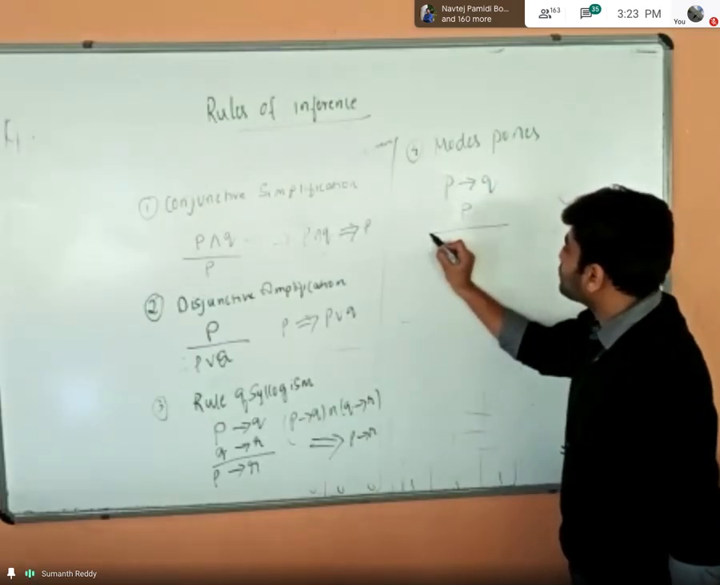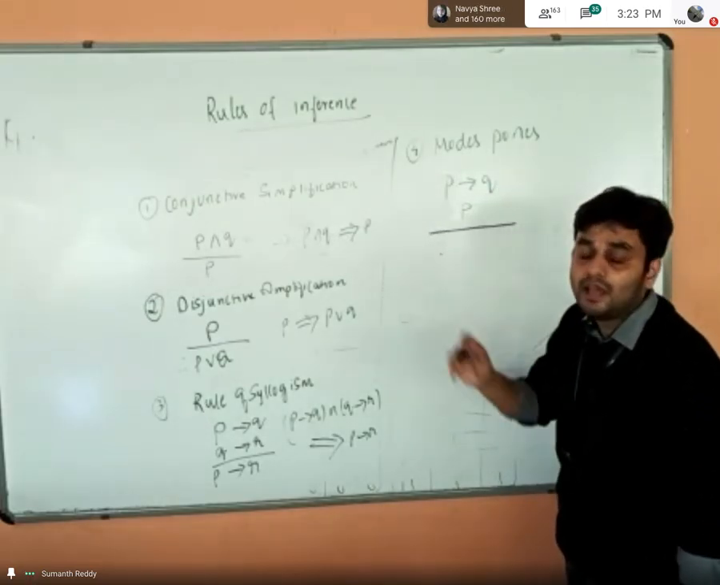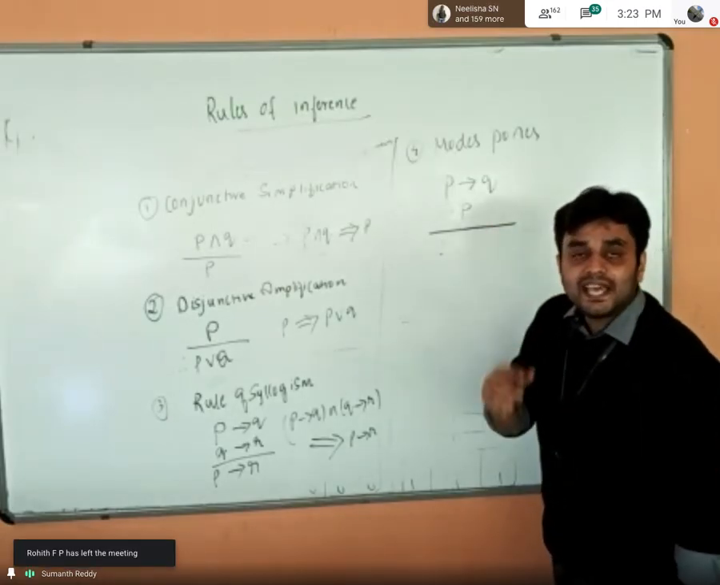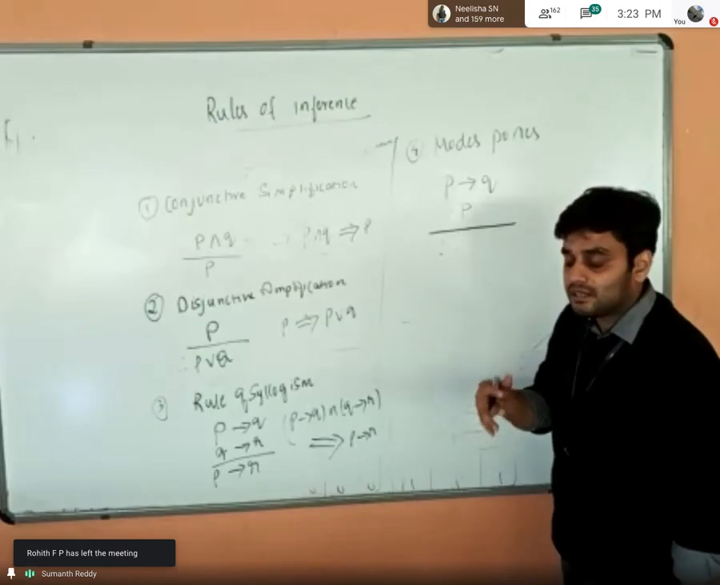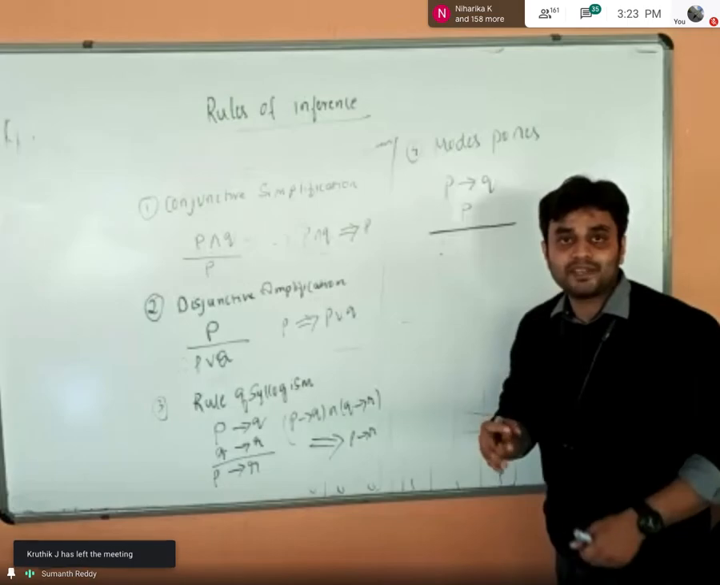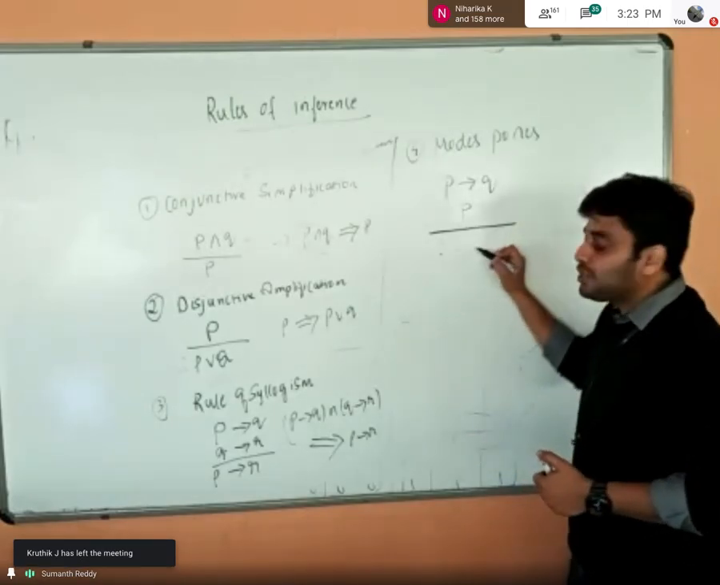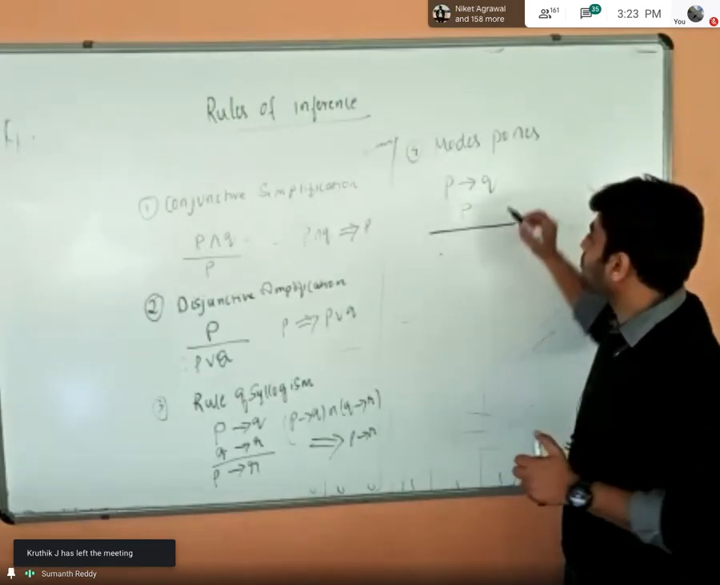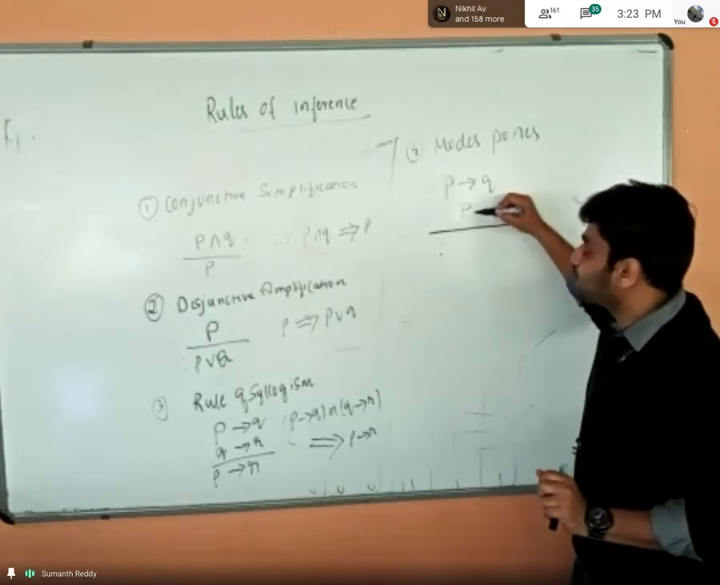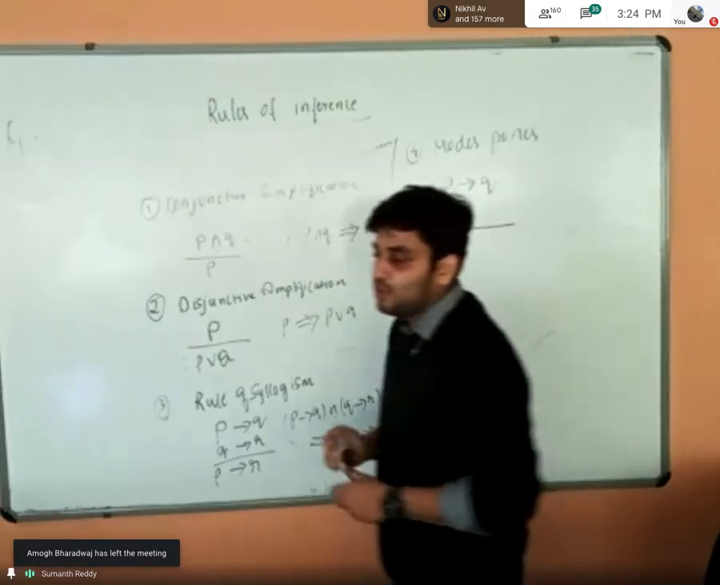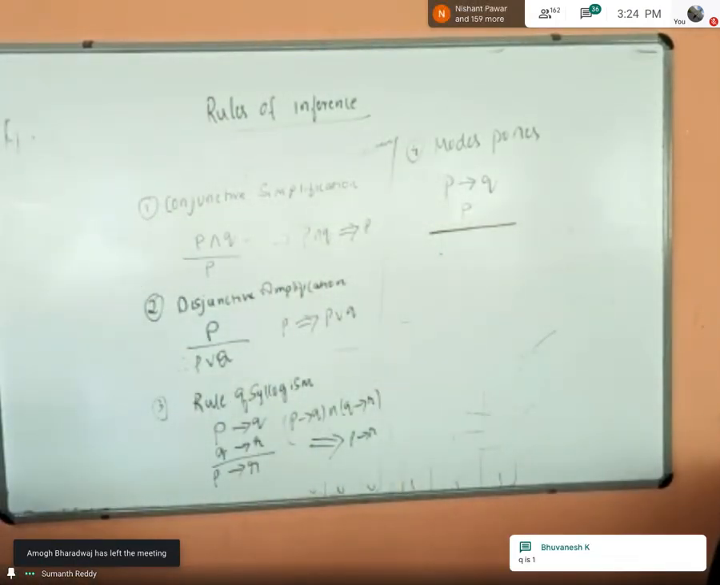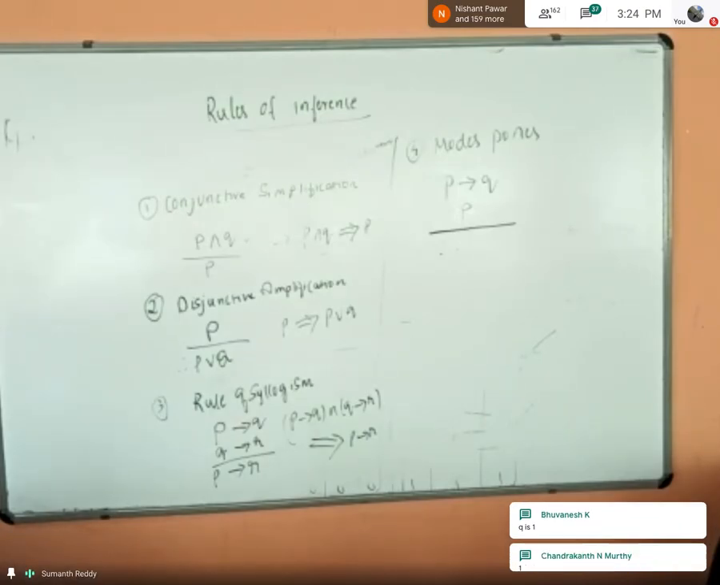Whatever propositions I write above this horizontal line, those things you need to consider as true only. They are the premises, and the premises are true, using which you need to check whether the conclusion is true or not. So the first thing I have given is P implies Q is true, and I have given P is true. Now I'm asking you, what will be the value of Q?